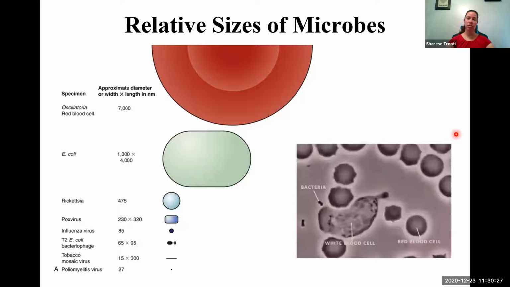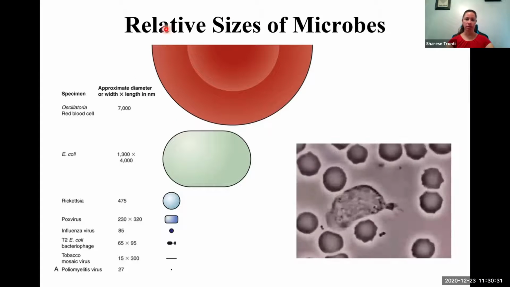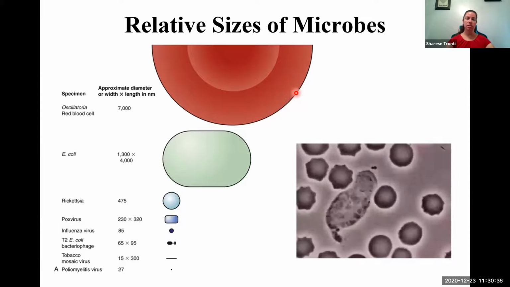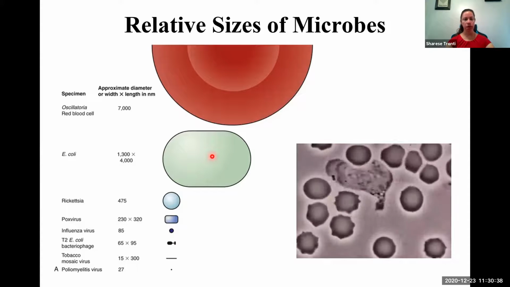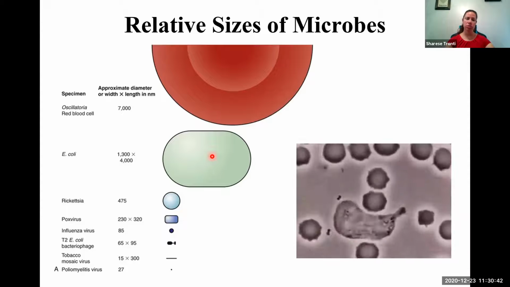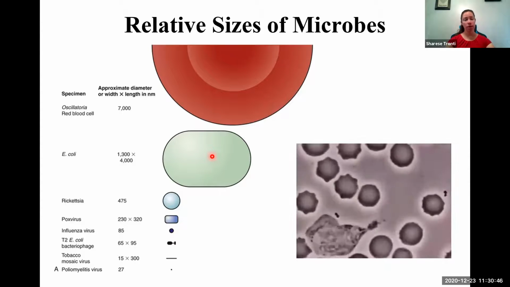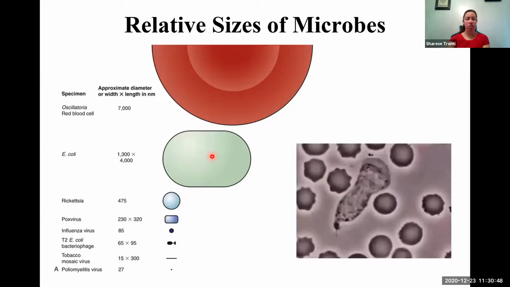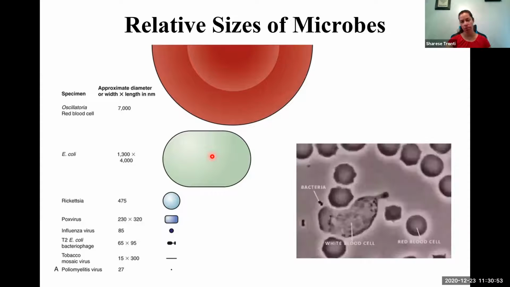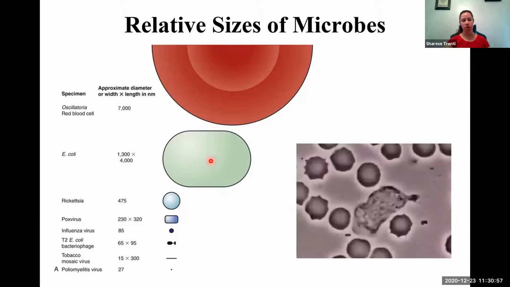So looking at the scale here to the left, this is a red blood cell, so a eukaryotic cell. And in comparison, here's E. coli. They have it here in nanometers. You'll see some things in nanometers, but a lot of times you'll see it in micrometers. If you convert it to micrometers, E. coli would be 1.3 by 4 micrometers. You see that's quite a bit smaller than the red blood cell.